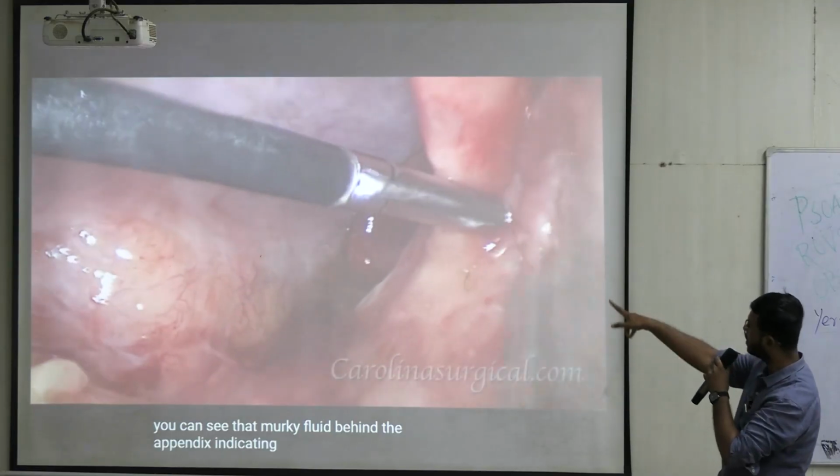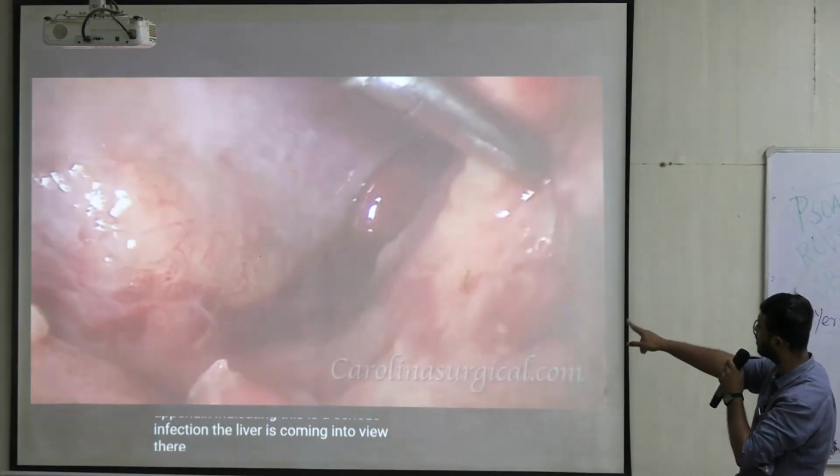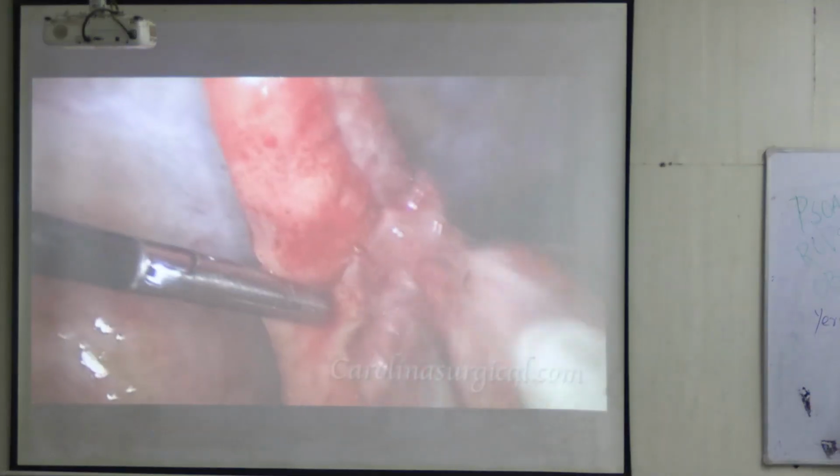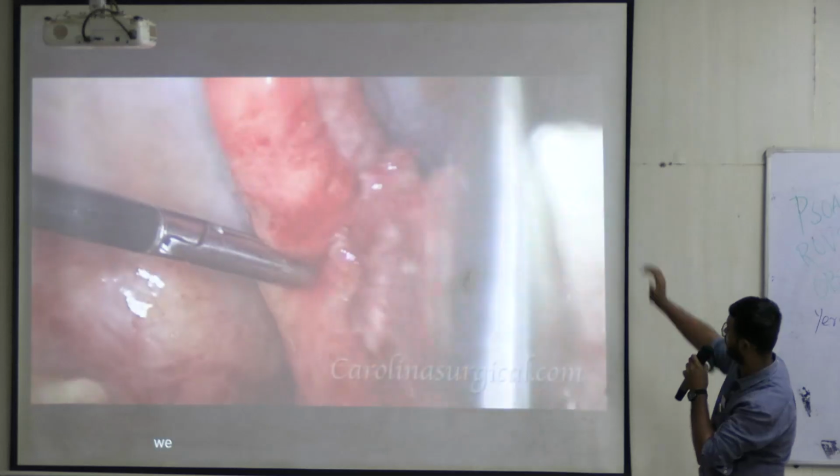Now, with this working instrument, we have grabbed the base of the appendix and we will try to find the appendicular artery. So this is the mesoappendix part.